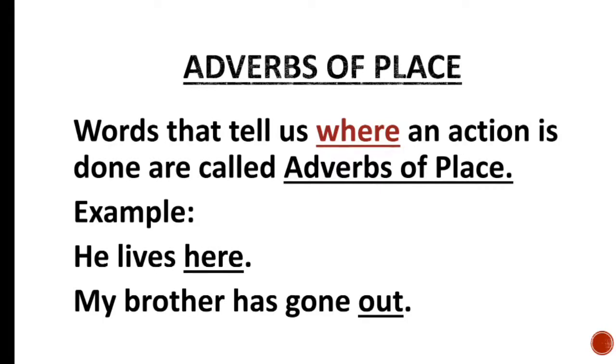Now the next one, adverbs of place. Words that tell us where an action is done are called adverbs of place. So it talks about where the work was done. Example, he lives here. My brother has gone out. So where does he live? He lives here. My brother has gone out. Where has he gone? He's gone out. So the question it asks is where.